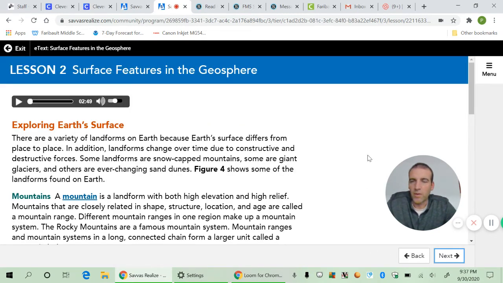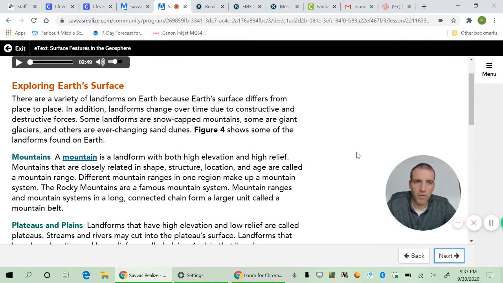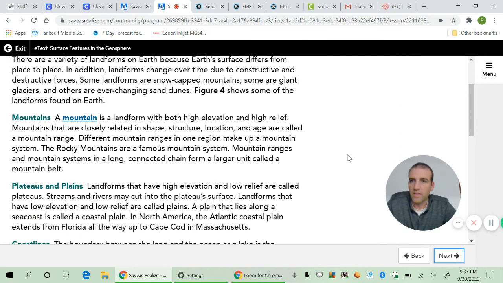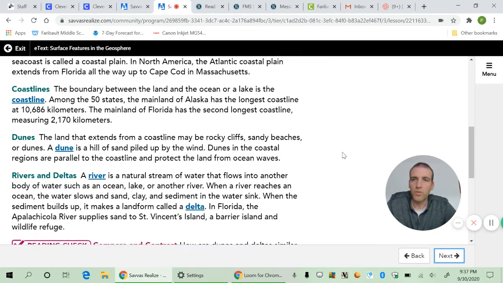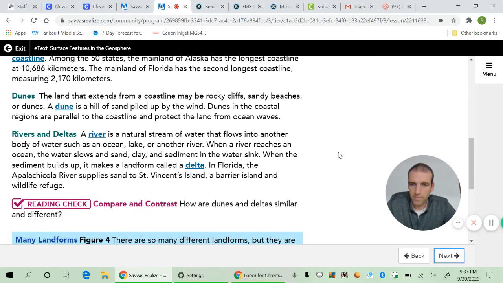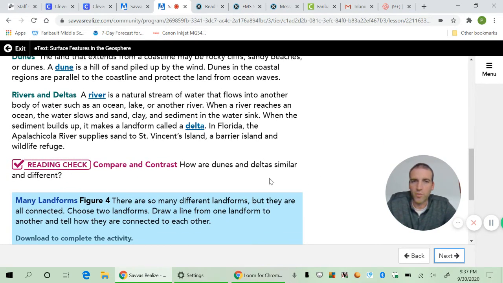Now we're going to be talking about exploring the Earth's surface. So we've got some information about what a mountain is. Many of you may know what that is already. Plateaus and plains, coastlines, dunes, rivers, and deltas. And there's a reading check question for you to compare and contrast. How are dunes and deltas similar and different? And so you can fill that answer in your textbook.